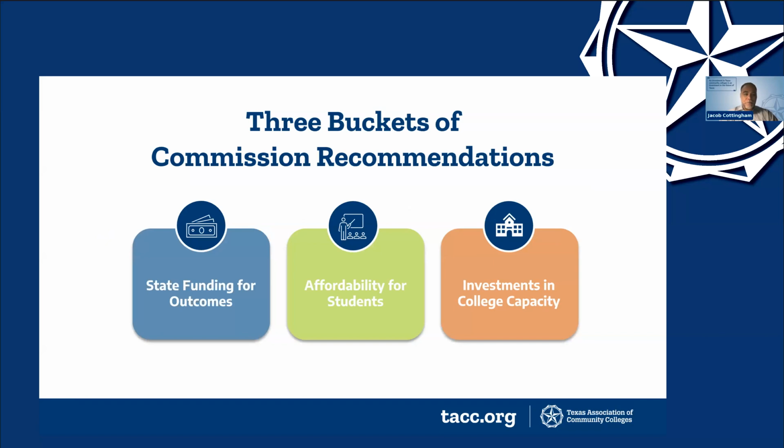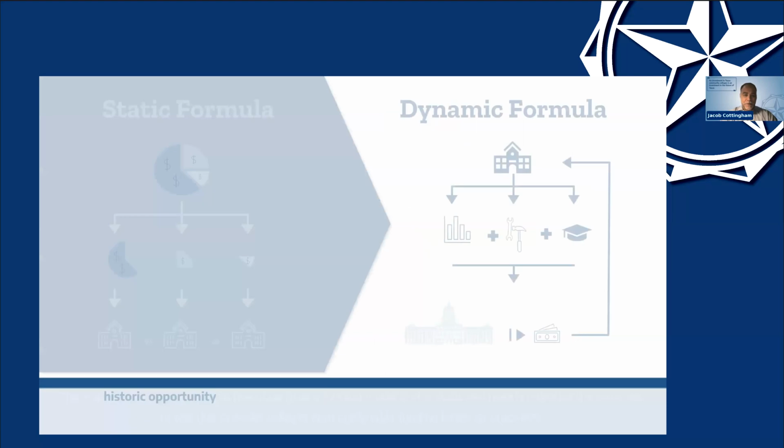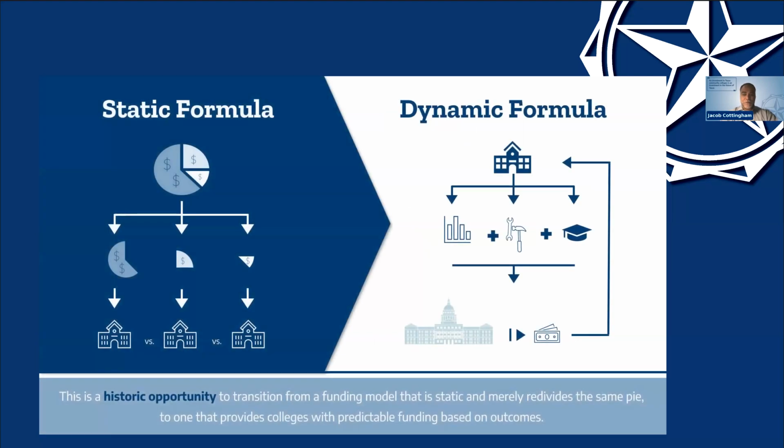And this led to the recommendations that fall into 3 different buckets: the state funding for outcomes, kind of the headliner of that, but also stressing the affordability and access for students, as well as investments in college capacity, particularly with a focus on workforce development. And I'll turn this over to our budget consultant and expert, Brady Franks, to give a little bit of background on that side of things.